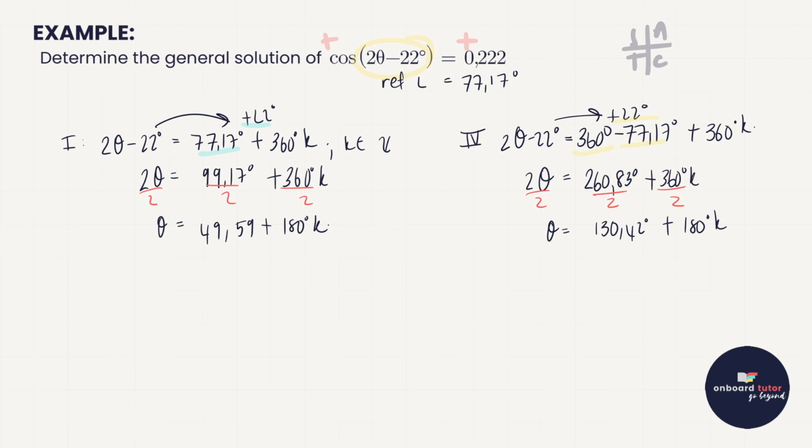So be very careful when isolating your trig ratio. Make sure that you don't split up an angle that's supposed to be kept together. You jump straight into the reference angle, and once you've allocated the quadrants, then you start to isolate and just solve for theta there.